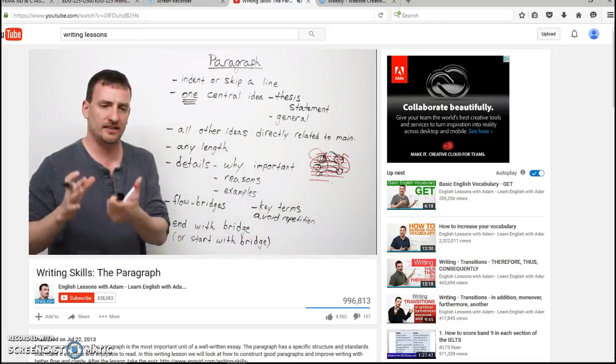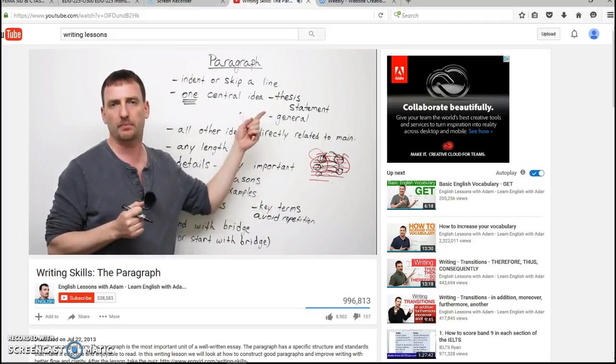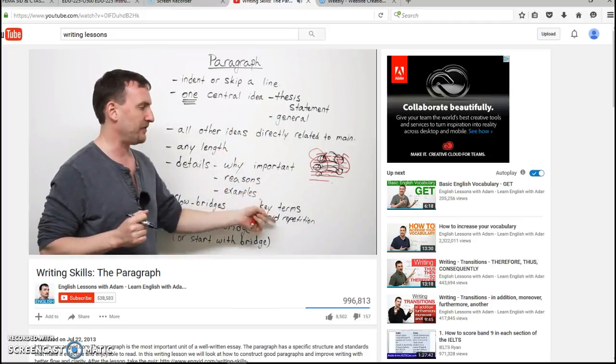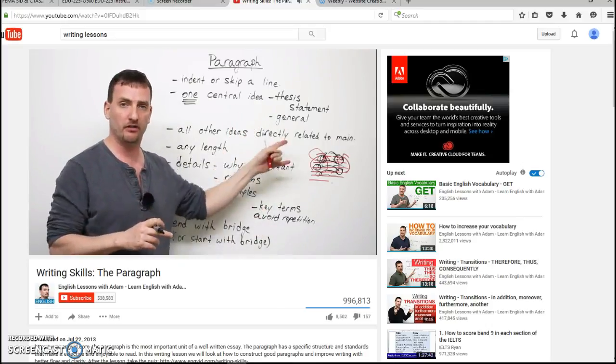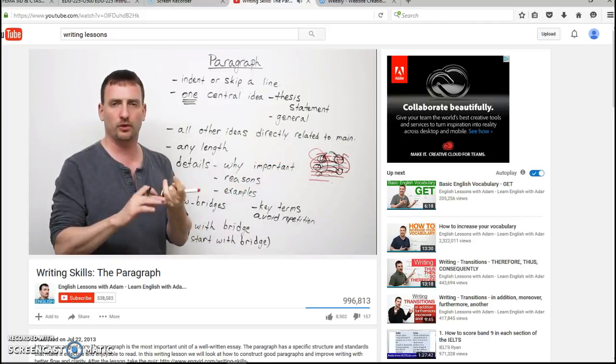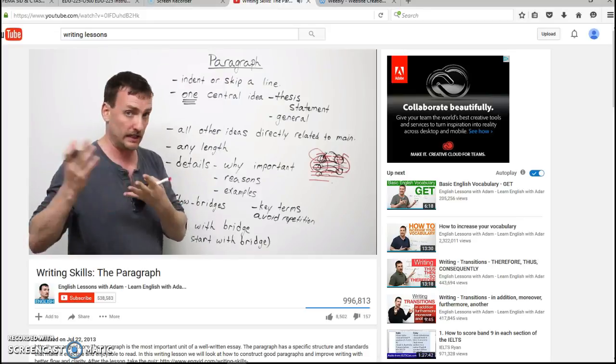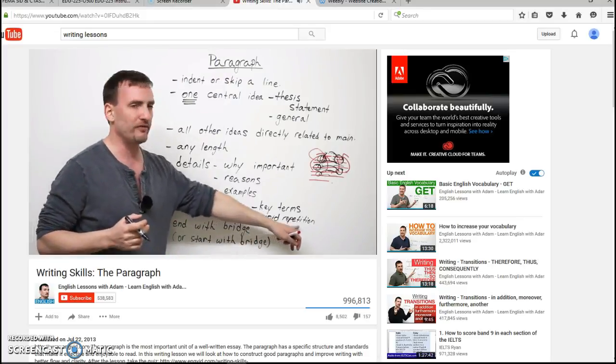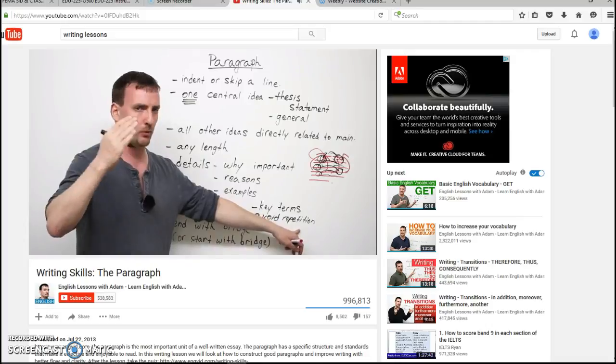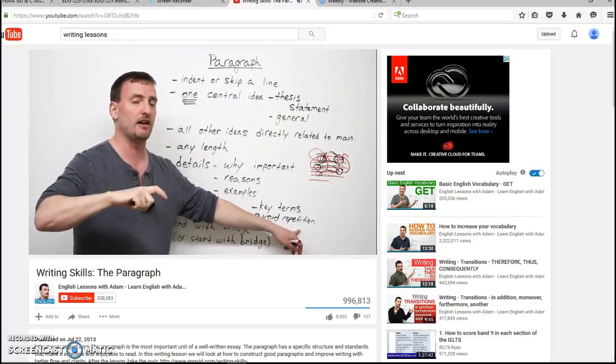Try not to use the same word more than once in one paragraph, okay? For example, if you're using the word moreover in the paragraph, don't use moreover again. Use in addition to, use furthermore, another, etc. Try to avoid using one word more than once, especially in the same paragraph.